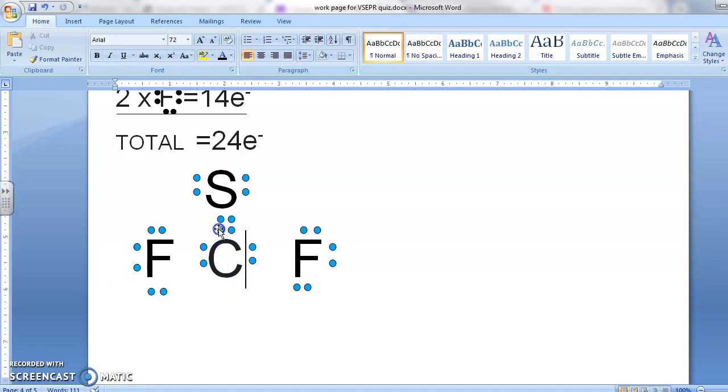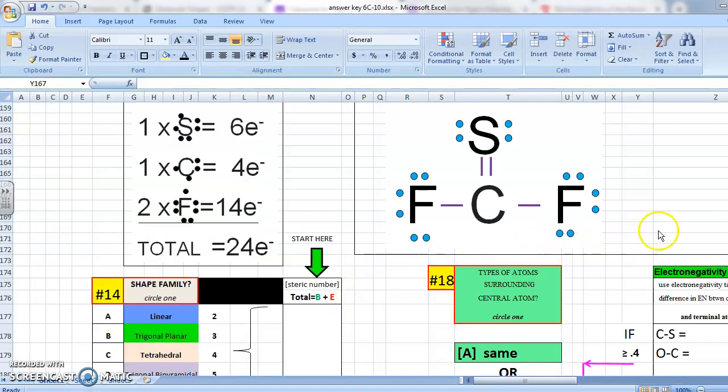For every shared pair, we put a line. So between the sulfur and the carbon, there's 2 shared pairs. We will need 2 lines. So we now have an opportunity to analyze our molecule to determine its shape and its properties. What do we have surrounding the carbon atom? That is where we start.